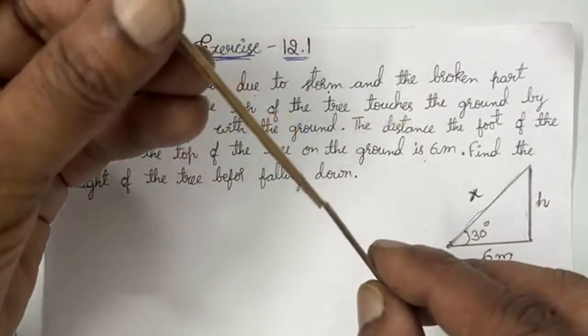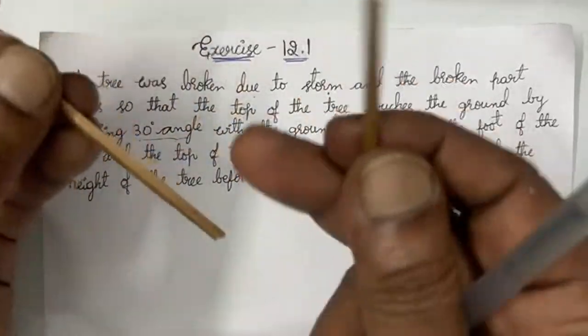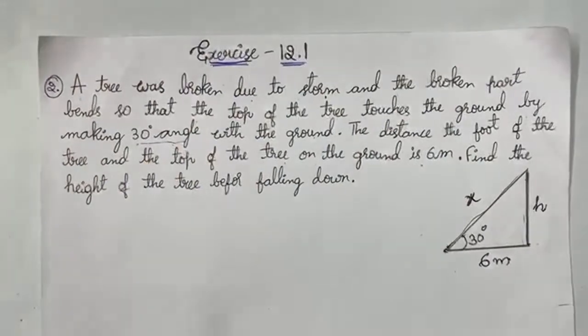That means we are asked for the total length, the broken part length and the remaining part length. So we will go through the sum.